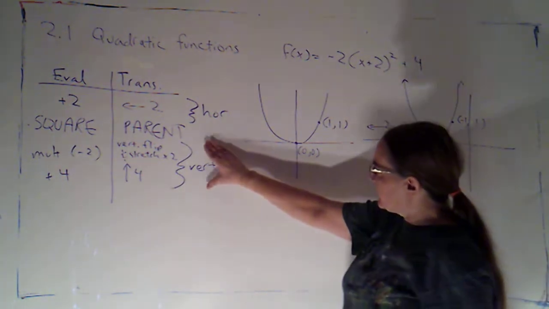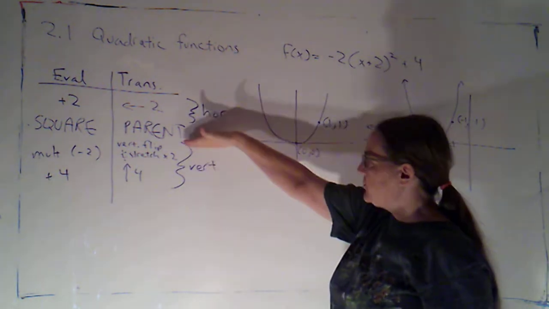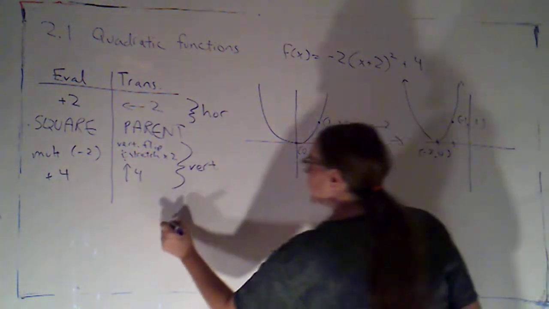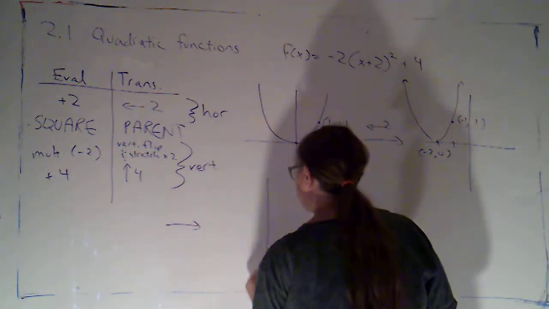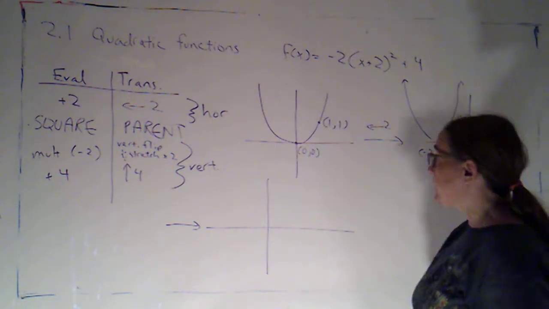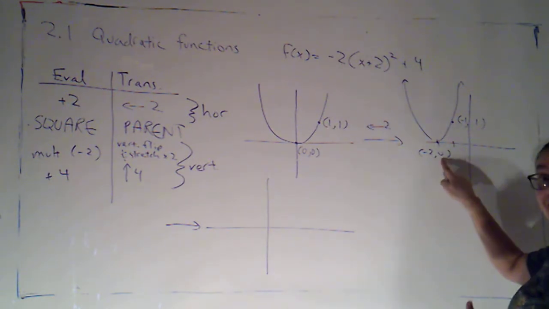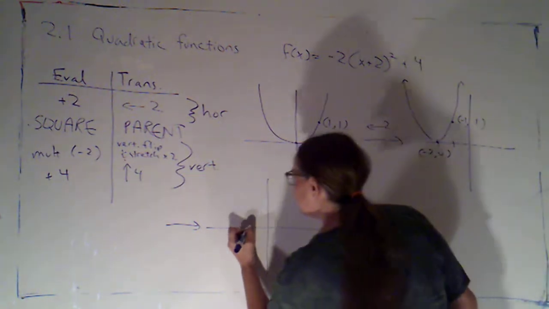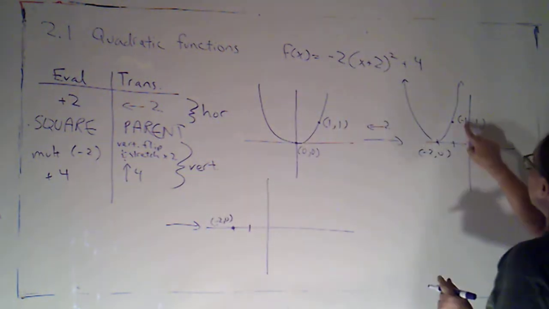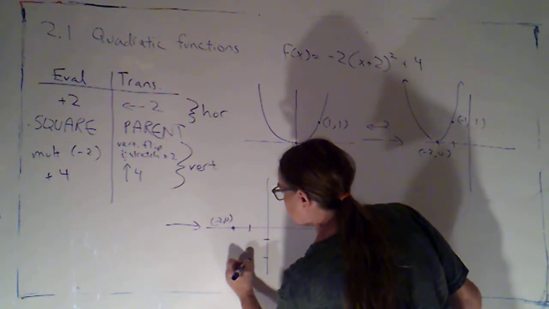All right, and then for the vertical transformations, remember we always move away from the parent function, so I'm doing these in the same order in which they appear on this table. So if I were to multiply by -2, that's going to do two things. It's going to flip it, and it's going to stretch it vertically by 2. So I accomplish those things by multiplying my y values by -2. So (-2, 0) doesn't change at all. But (-1, 1) becomes the point (-1, -2).